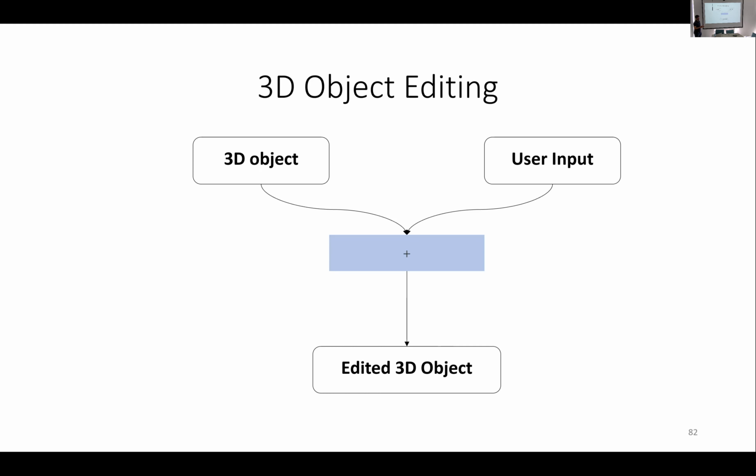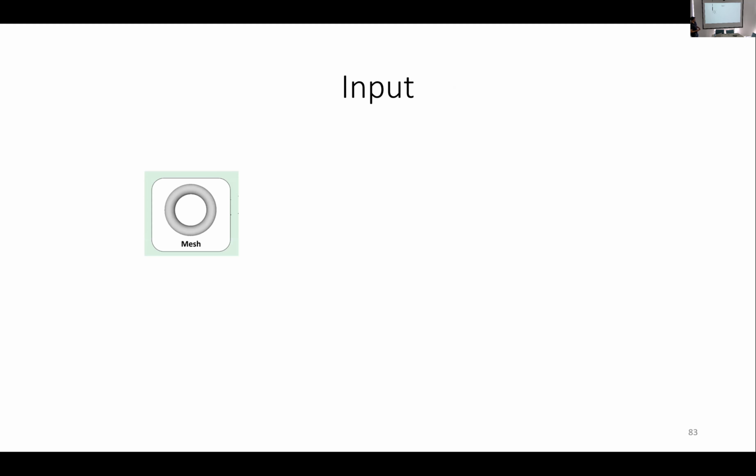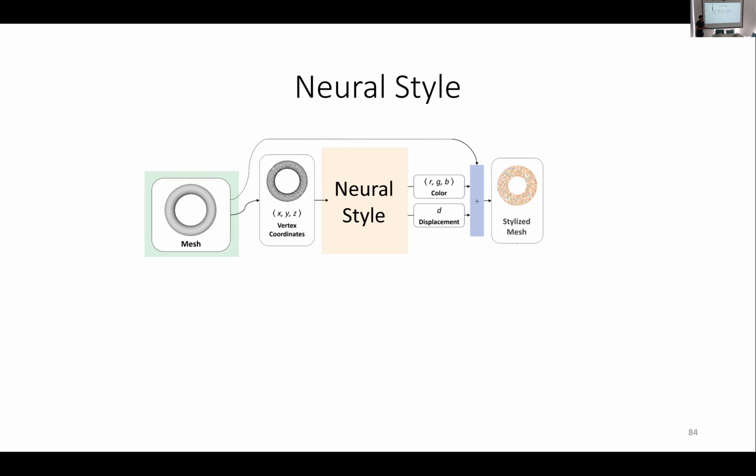The setting is that we have a 3D object representation, we have a user input, and we want to edit that 3D object. More specifically, the input is a 3D object that we represent using a mesh, and we have a target text prompt. We begin by passing the mesh through a network called a neural style field. And what is that neural style field?